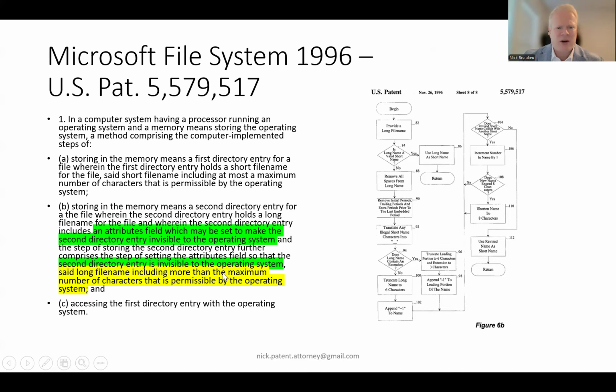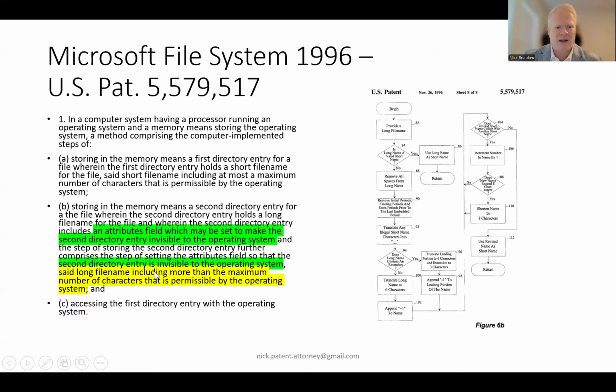Said long file name, including more than the maximum number of characters, is permissible by the operating system. And C, accessing the first directory entry with the operating system. So again, that's kind of a long technical claim. I highlighted a couple things. The yellow I thought was interesting.